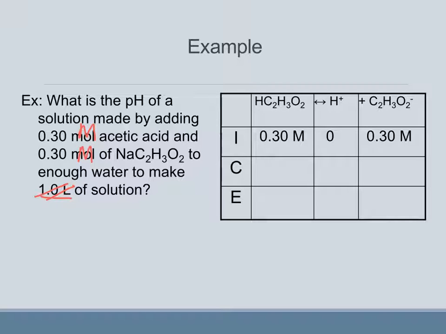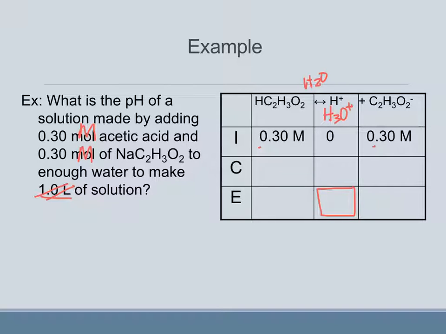So you take your ICE chart, and remember it's this acid plus water, which we do not include in our equilibrium expression, makes H3O plus, which is the same as our H plus there, and C2H3O2 minus. We're going to plug in our numbers. We have our acetic acid concentration here, and our acetate ion concentration, and we are finding the pH. So the pH needs to be based on the equilibrium value.